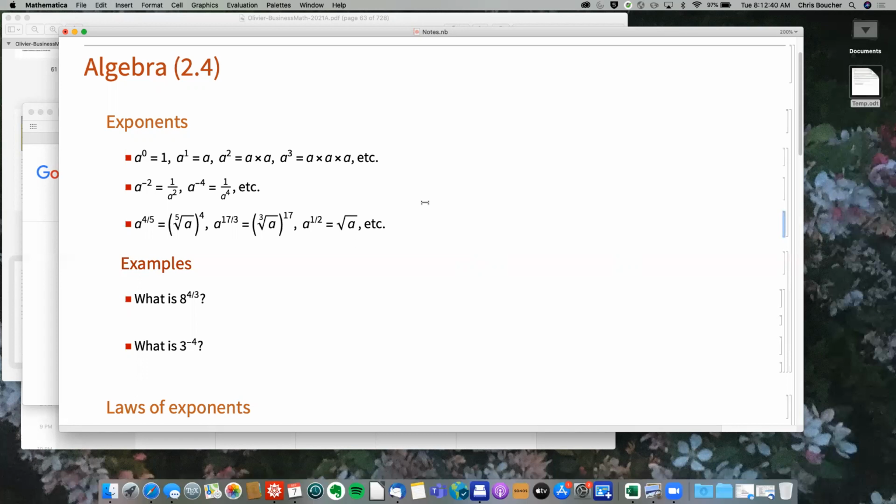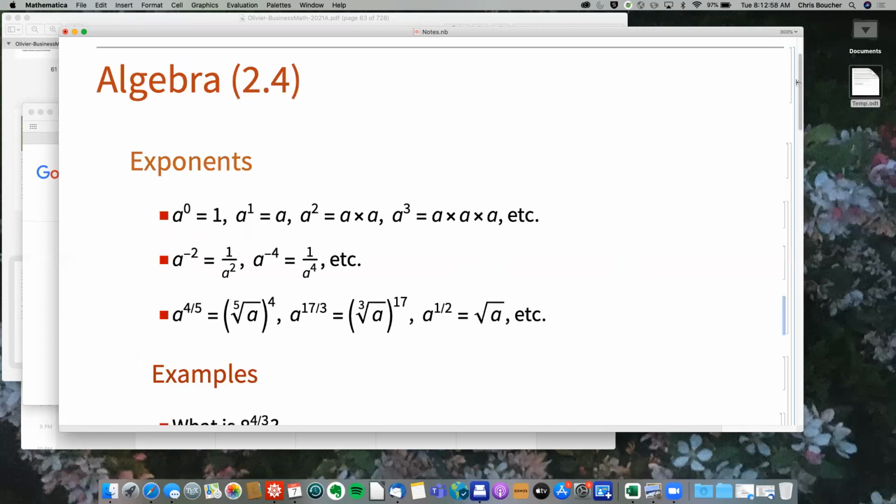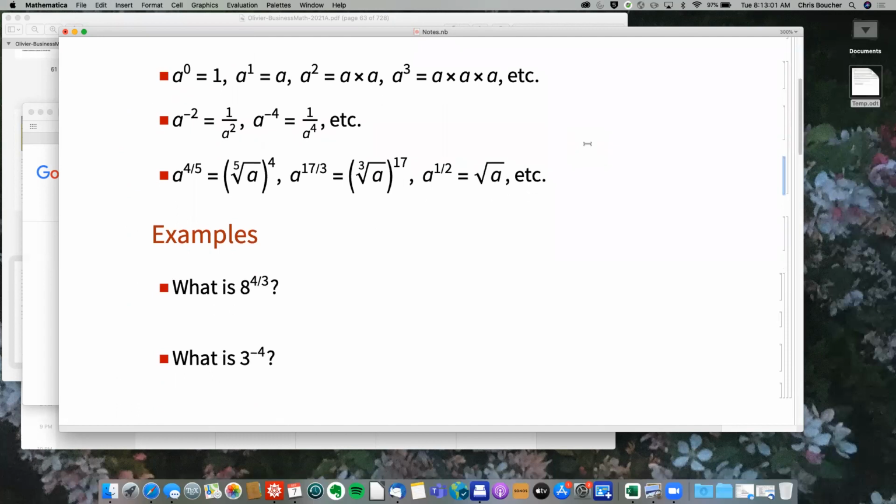So let's do a quick couple of examples. Let's start with the bottom one here. 3 to the negative 4 power. Is that big enough? Elise, can you read all that? Yeah. A little bigger? Sure. Let's try. Okay now? Okay. So what is 3 to the negative 4? Good. 1 over 3 to the 4th.